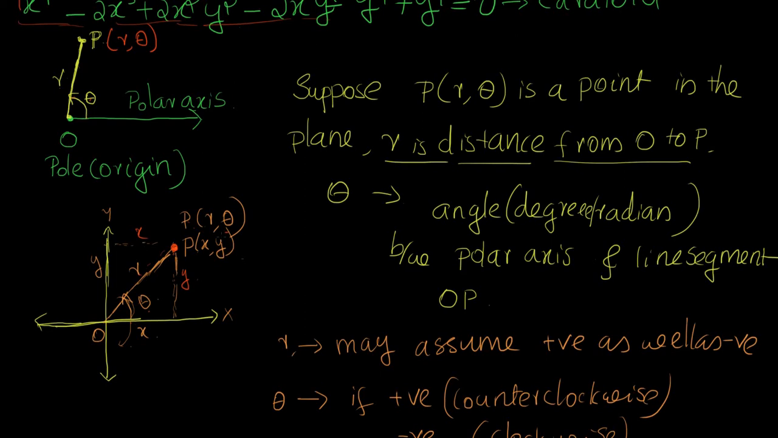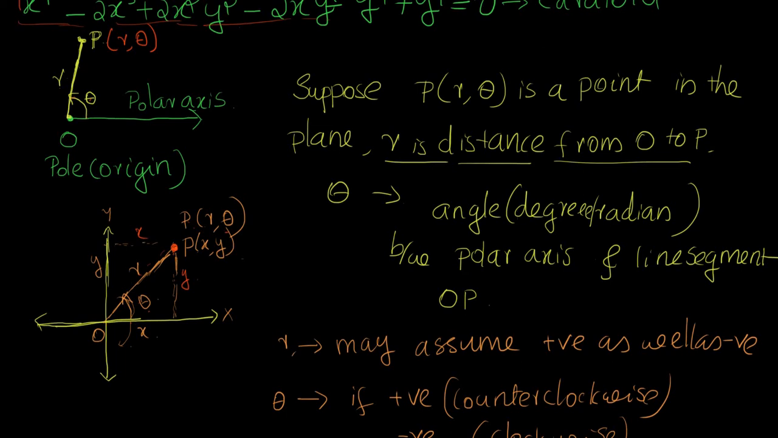After that, we have to discuss the properties of r and theta. What are the limitations of r and theta, and what do they represent? When r and theta change, what does this point represent? That is what we are going to discuss.